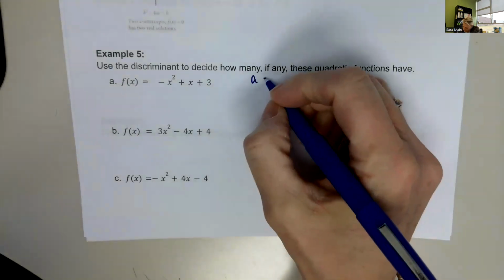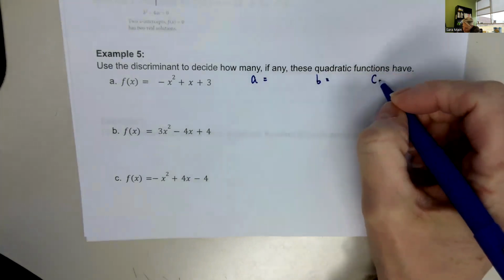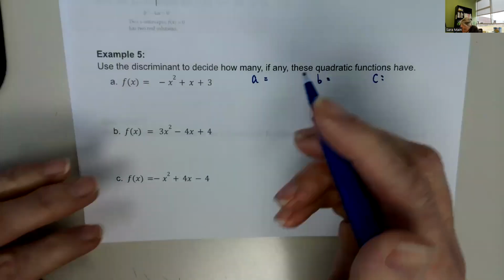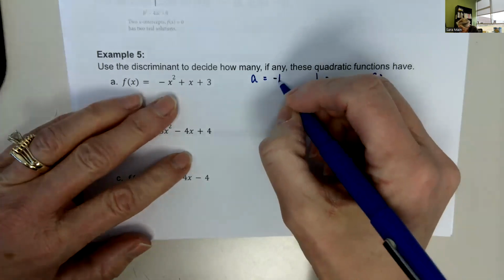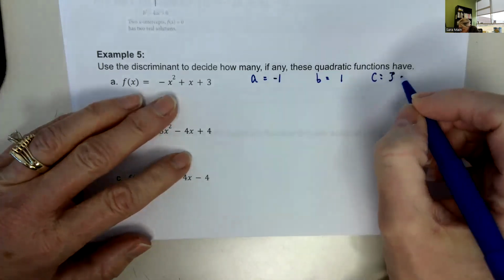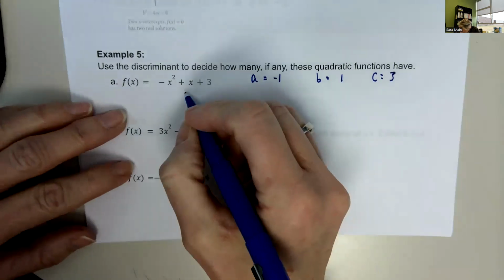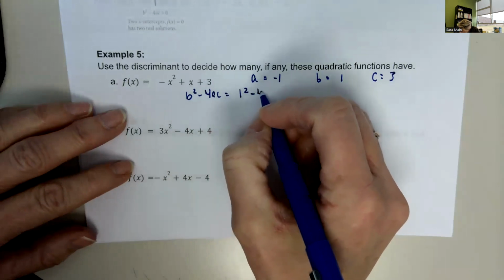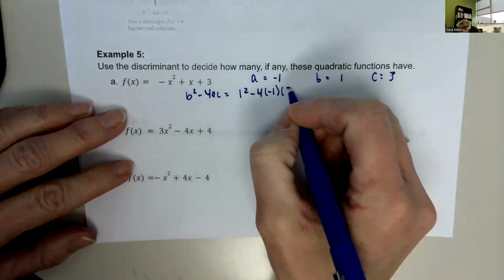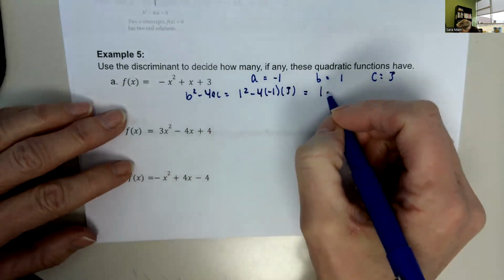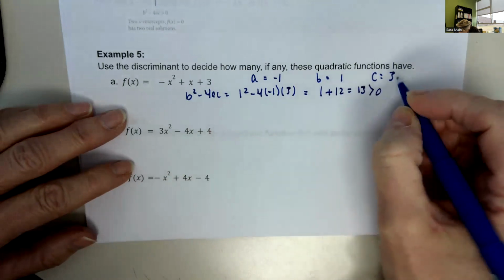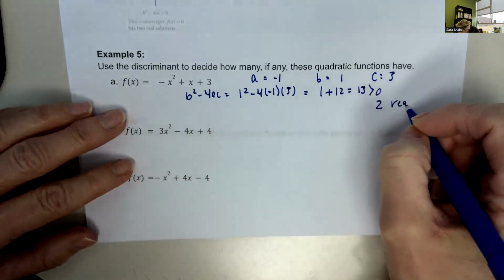So example 5 says, use the discriminant to decide how many, if any, real zeros these quadratic functions have. So we need to find our a, b, and c for each of these. Go ahead and take a minute to do that. And a is negative 1, b is 1, and c is 3. And so b squared minus 4ac is equal to 1 squared minus 4 times negative 1 times 3, which is 1 plus 12, or 13. And so it's greater than 0, so there are going to be two real zeros.